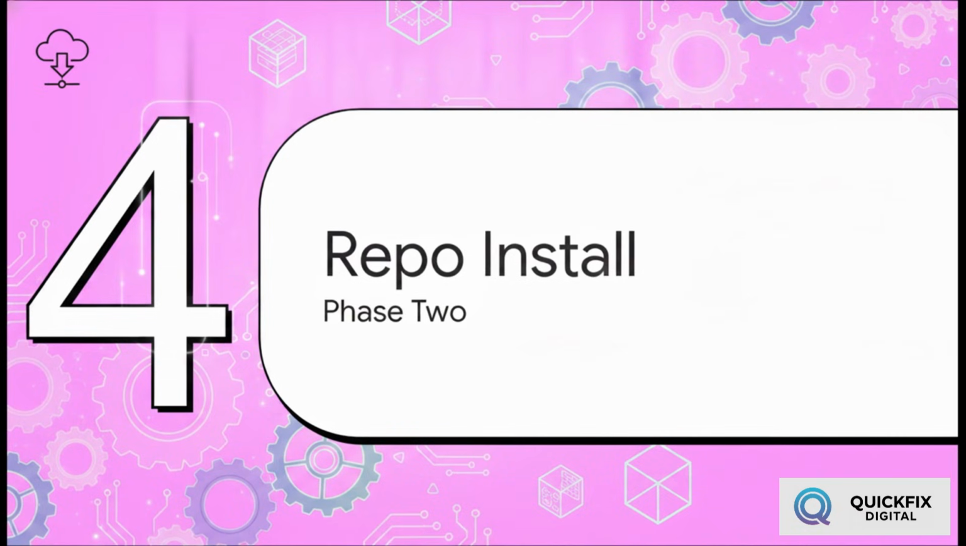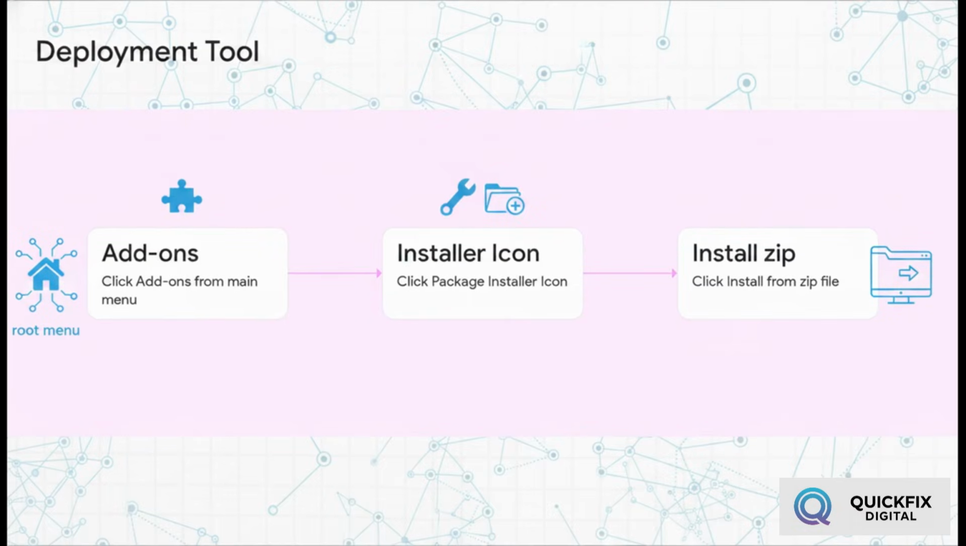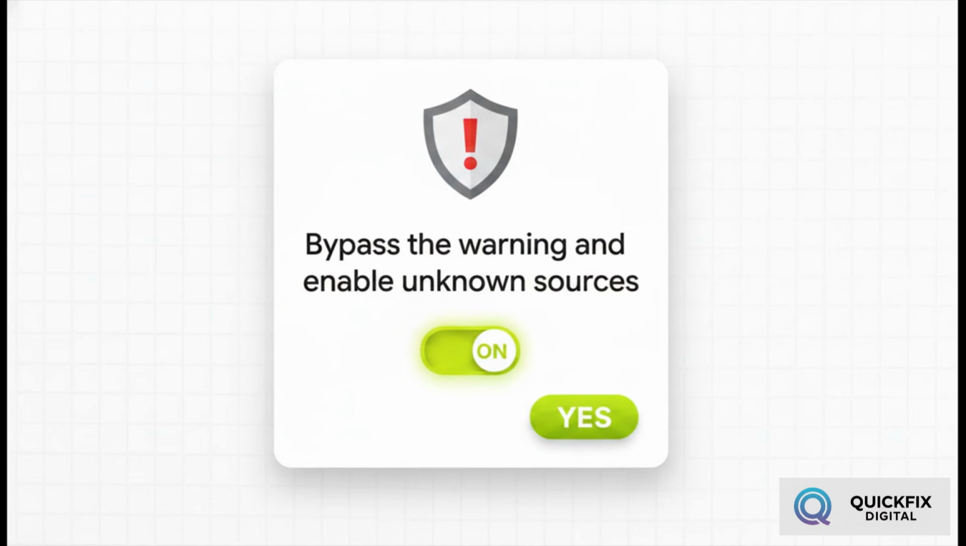All right, Section 4. On to Phase 2, the repo install. Heading back out to the Kodi main menu, you're going to want to click on Add-ons, and then find the little package installer icon at the top left. From that menu, go ahead and select Install from Zip File. Because you are adding a third-party framework here, Kodi's built-in safety protocols are definitely going to trigger a warning pop-up. You will need to click Yes to bypass it.